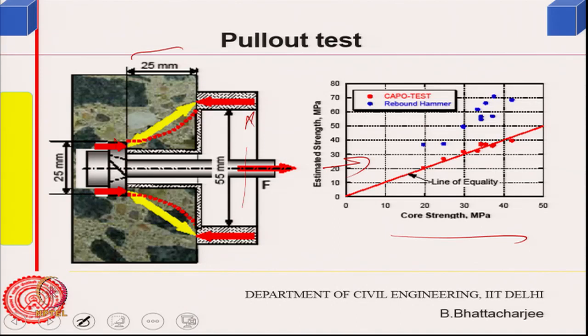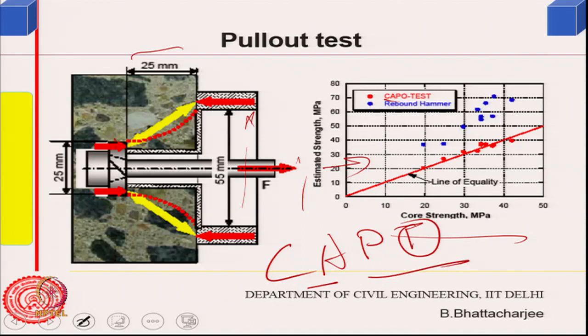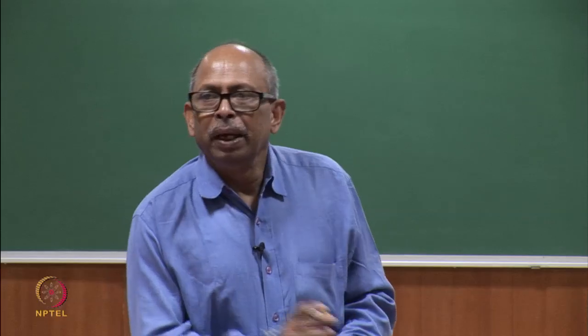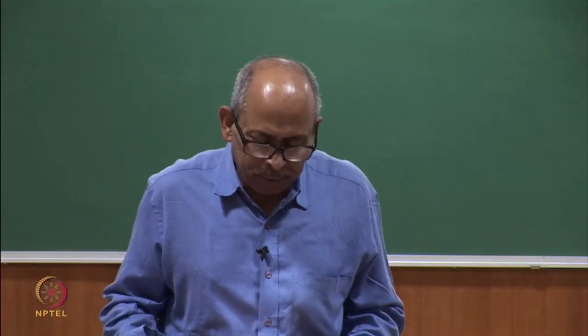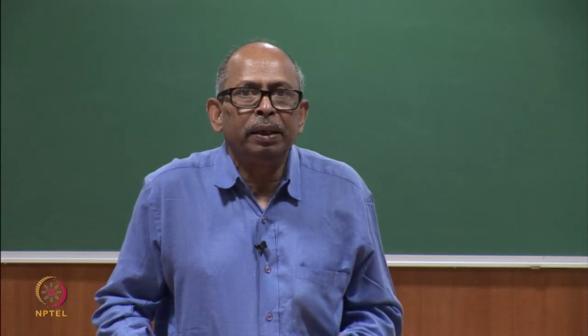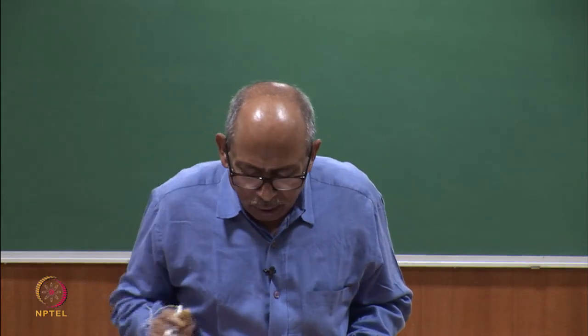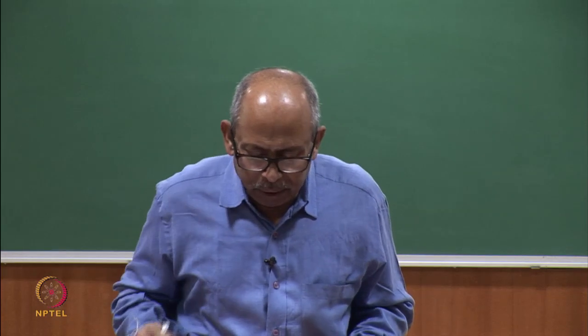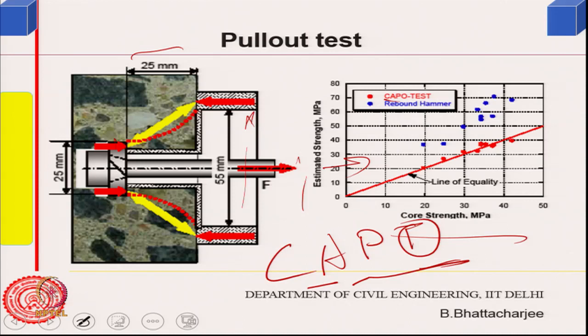So, core strength versus estimated strength, people have estimated strength from this cut and pull out test, the CAPO test, cut and pull out test. This was developed in Scandinavia basically. So, they have commercial equipment available, developed there, and it seems to be fairly successful. So, you get some sort of correlation with the core strength. Core strength, red ones are the CAPO test result, this is the core.